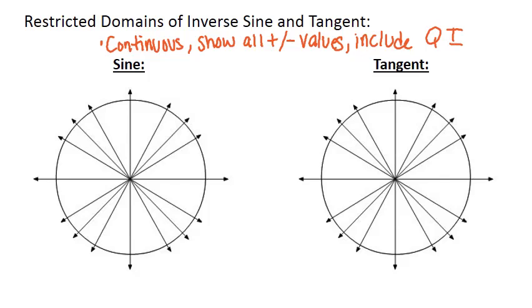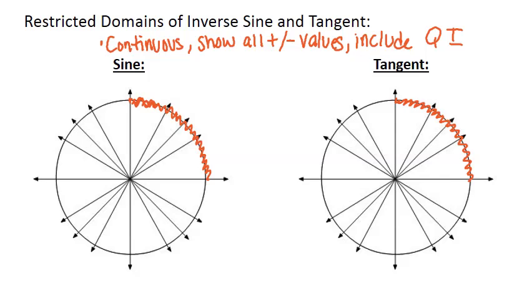If we're looking at the unit circle, so instead of looking at the graphs of sine and tangent, we're just going to look at the unit circle. We know that we want to include the first quadrant, so we're going to definitely shade over all of this region. We're going to include this in both of our domains for sine and tangent.